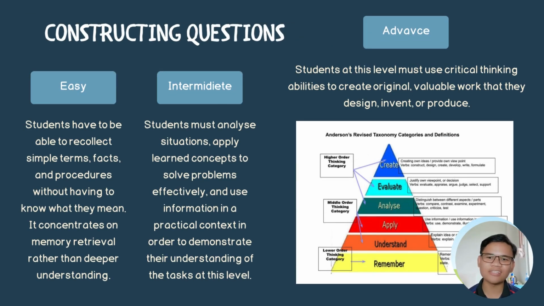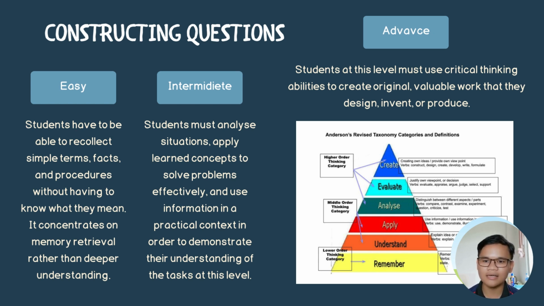Now let's look into how to construct a non-routine question using Anderson taxonomy. In Anderson taxonomy, questions are divided into three categories: easy, intermediate, and advanced. For easy, students have to be able to use simple terms, facts, and procedures without knowing what they are for. Basically, easy level questions concentrate on memory retrieval rather than deeper understanding for the students.